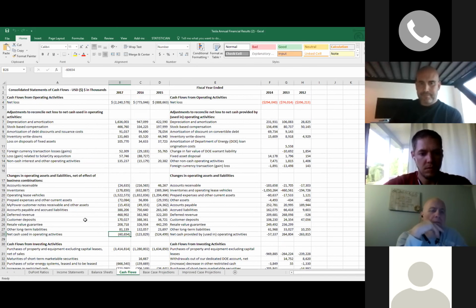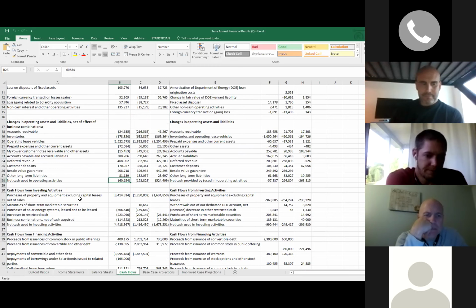But if you want to look at it and say, well, before taking into account capital costs, they're losing about $60,654,000 in terms of cash flow. And that's one of the things that's difficult about Tesla. This is a company that's operating both at negative earnings and negative operating cash flow.